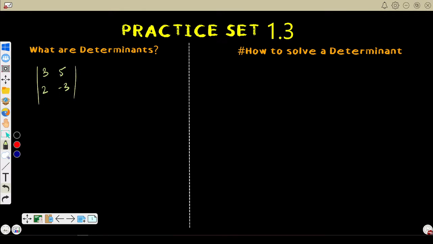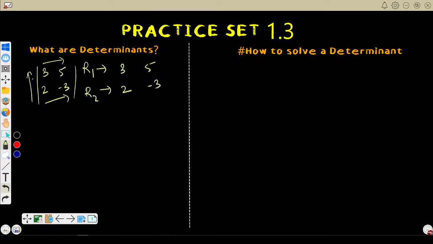If you observe the arrangement, the numbers are arranged in rows and columns and they are enclosed within two vertical lines. If you look at the first row, which I represent using R1, the first row has numbers 3 and 5. Look at the second row, which I represent using R2. It has numbers 2 and minus 3.